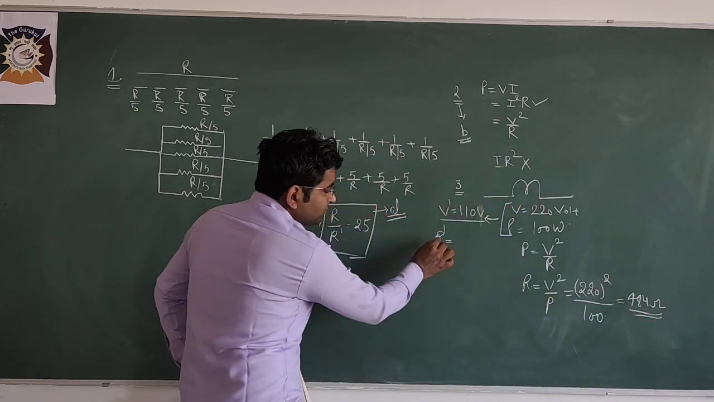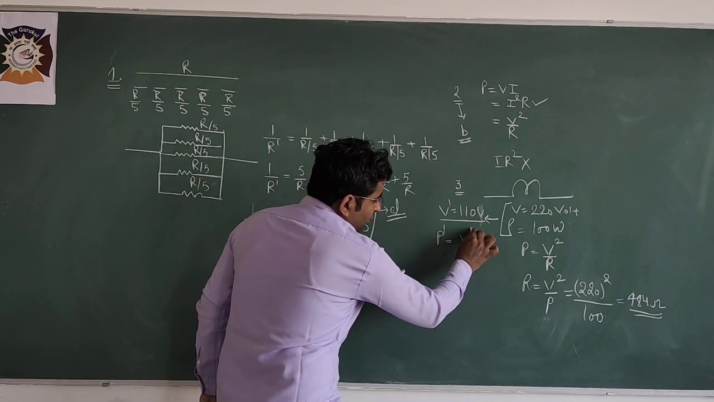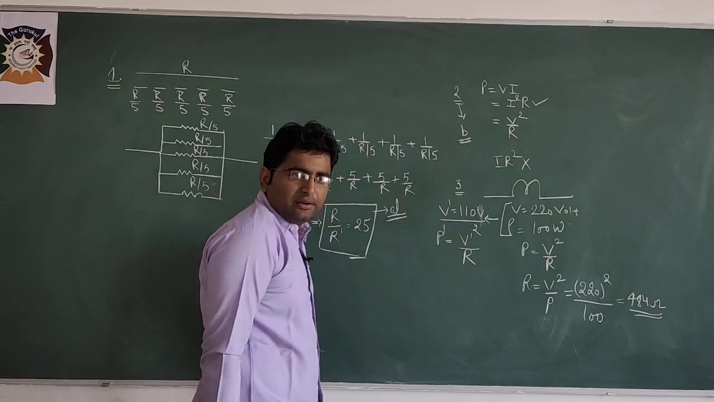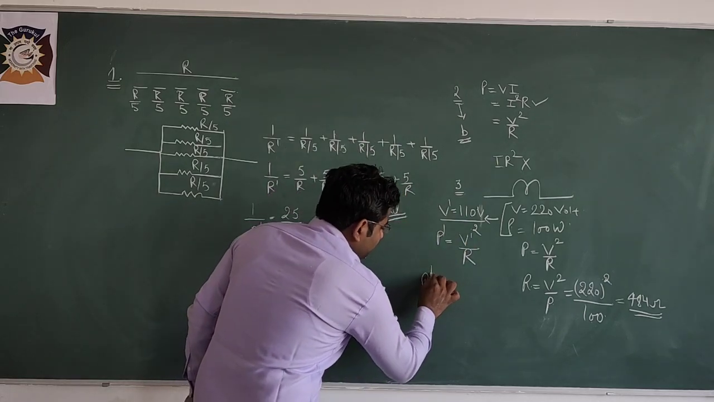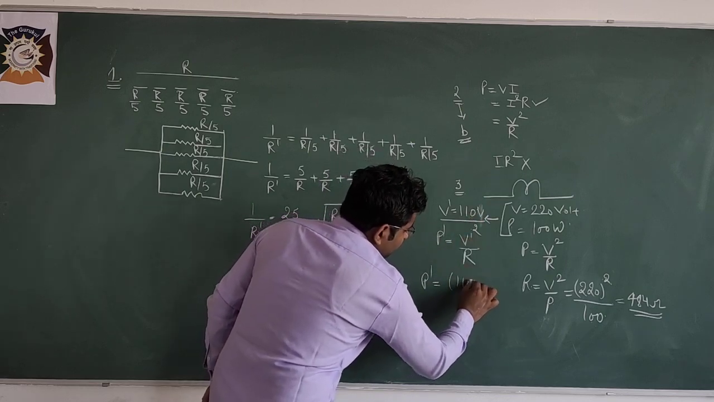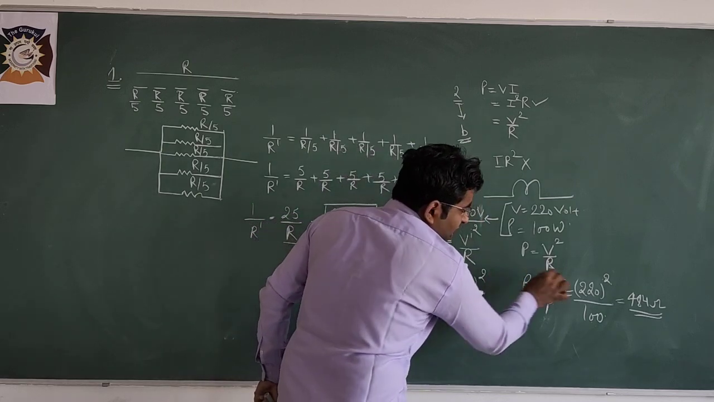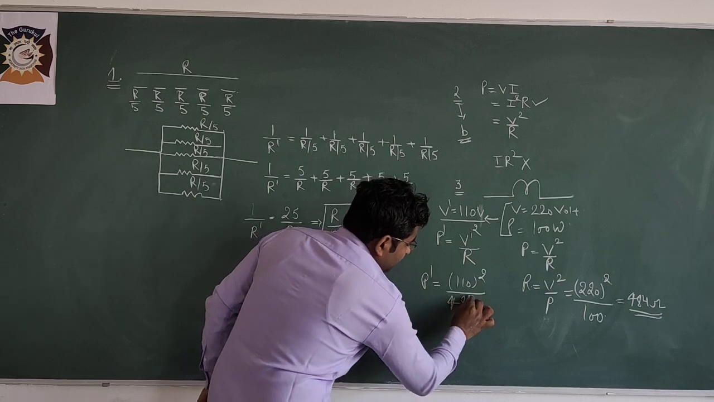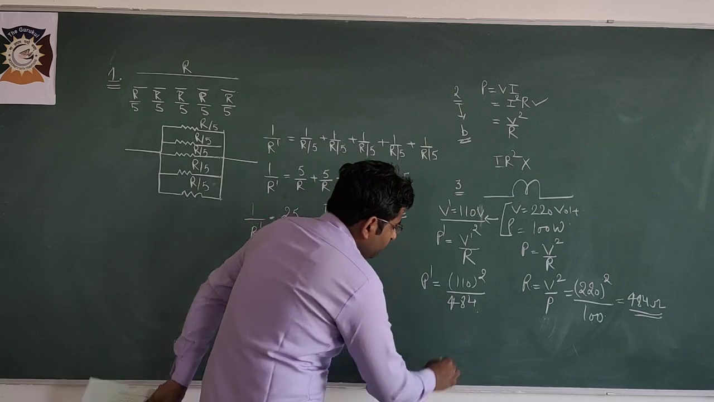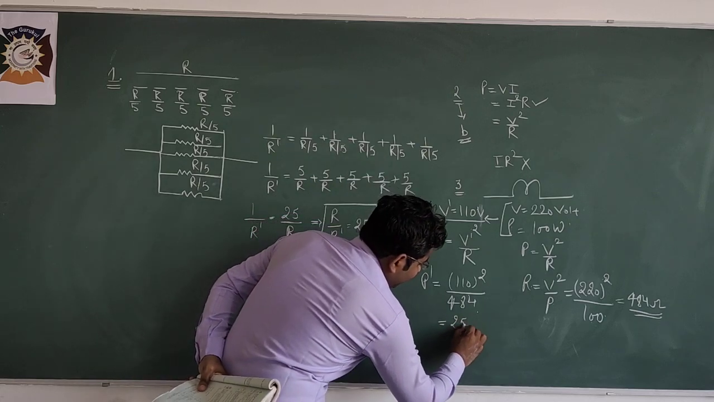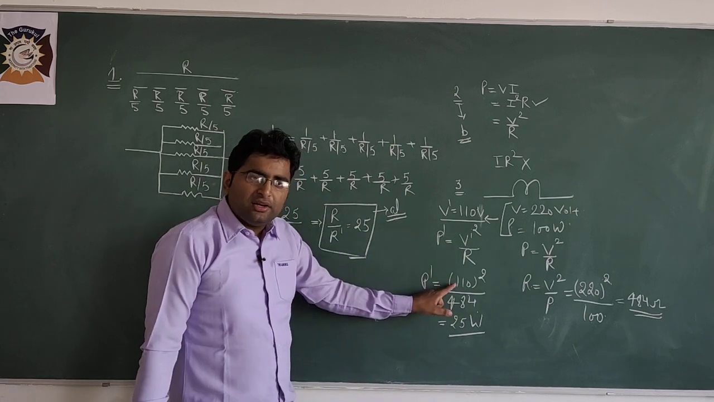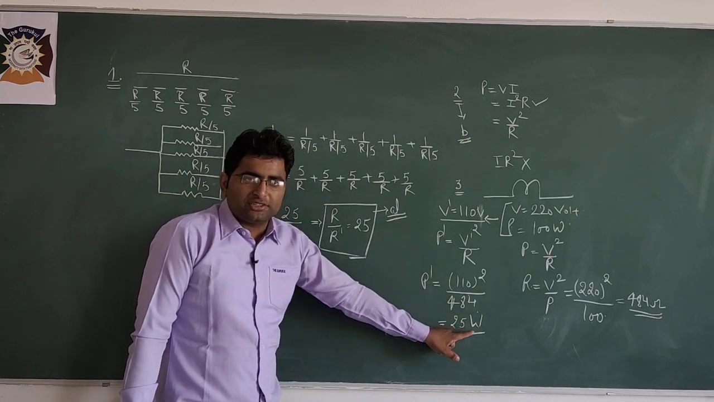Okay, now students, P dash equal to V dash square divided by R. Clear? So P dash will be equal to V dash square, 110 square divided by R. R value is 484. Clear? And the answer will be 25 watt. When you will solve it, the answer you will get 25 watt.